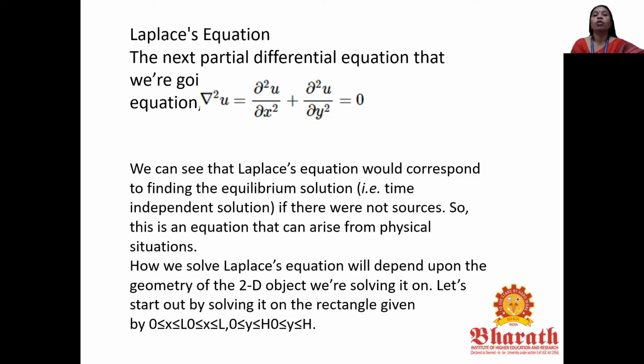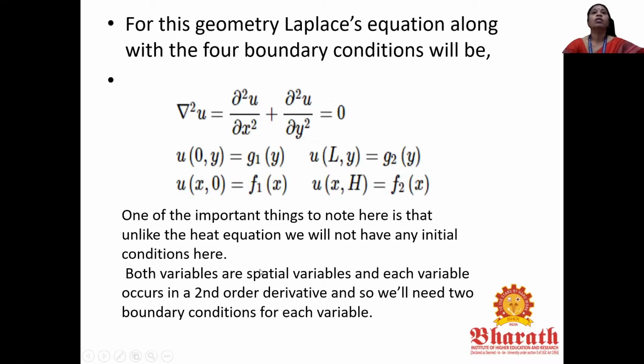Let's start out by solving it on a rectangle, where x varies from 0 to l and y varies from 0 to h. For this geometry, the Laplace equation alone, with 4 boundary conditions given below. That is, del square u, which is dou square u by dou x square plus dou square u by dou y square, is equal to 0.